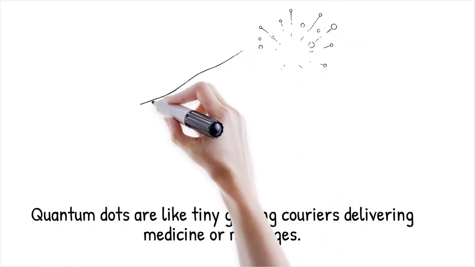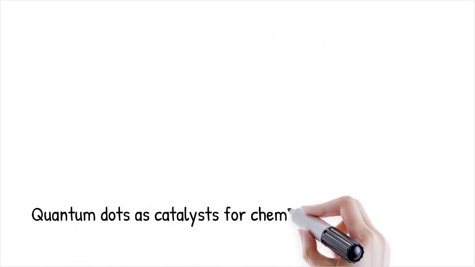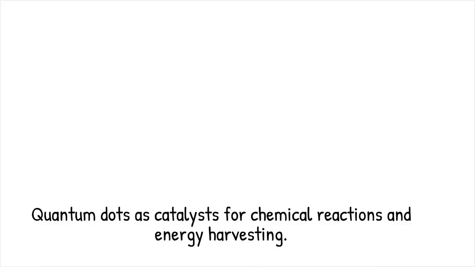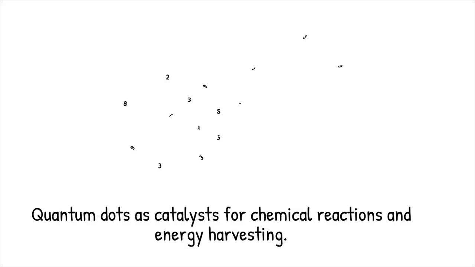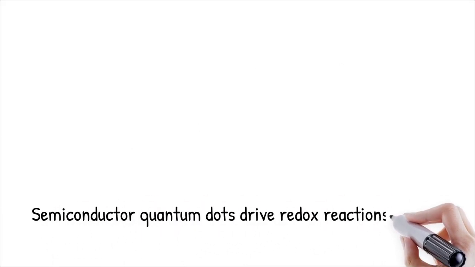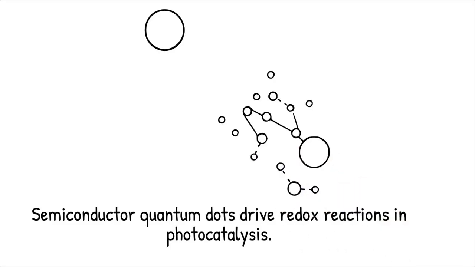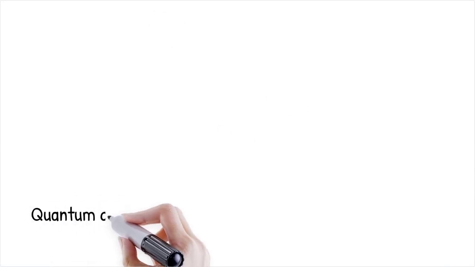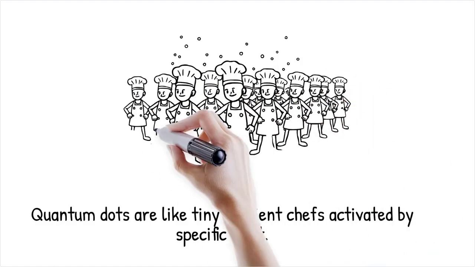Nanoparticles and quantum dots offer high surface reactivity, active catalytic sites, and tunable electronic structures, making them effective catalysts for chemical reactions and energy harvesting. Applications include water splitting, CO2 reduction, fuel cells, and photocatalysis. Since semiconductor quantum dots can absorb light and transfer electrons to drive redox reactions, titanium dioxide quantum dots doped with nitrogen enhance visible light photocatalysis for environmental remediation. It's like training a tiny army of efficient chefs who work faster, cleaner, and only activate under specific lighting conditions.